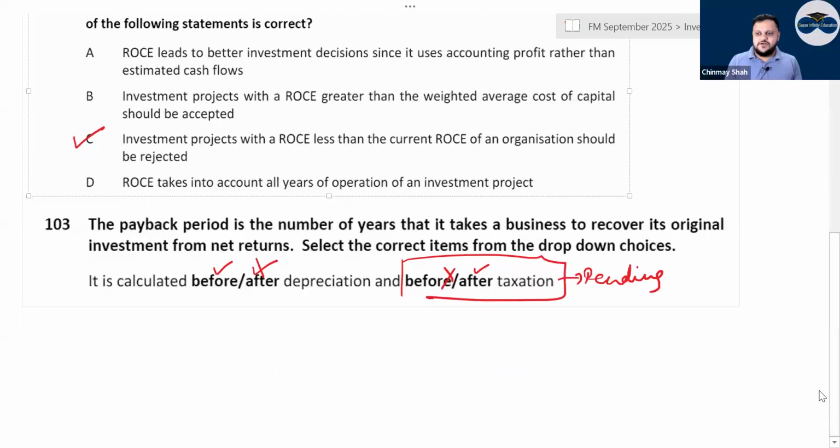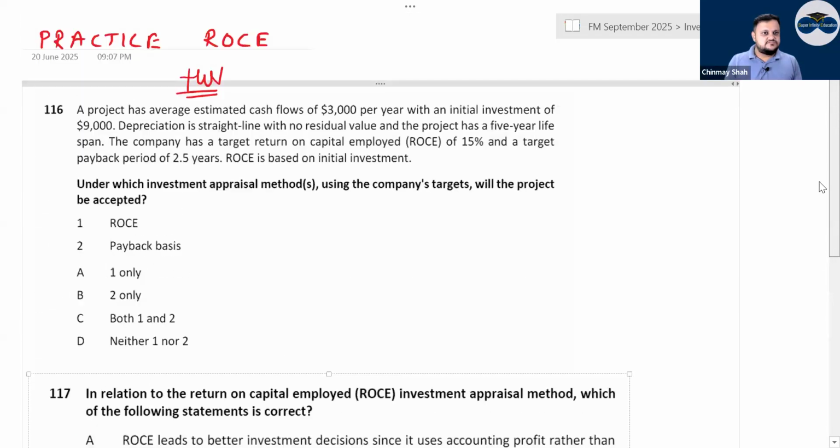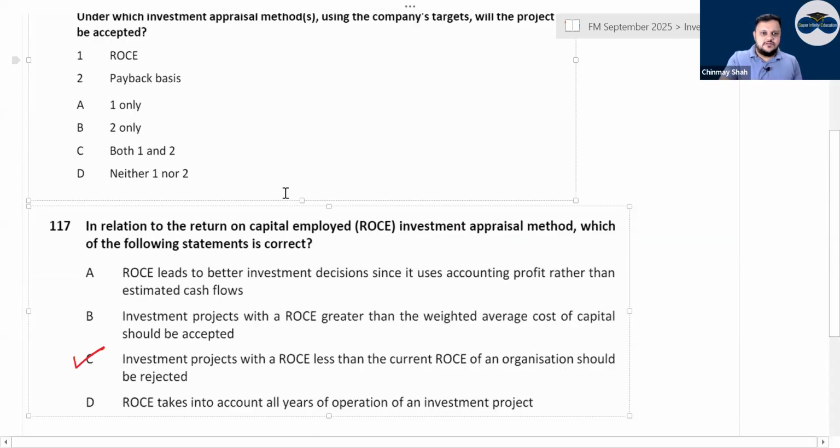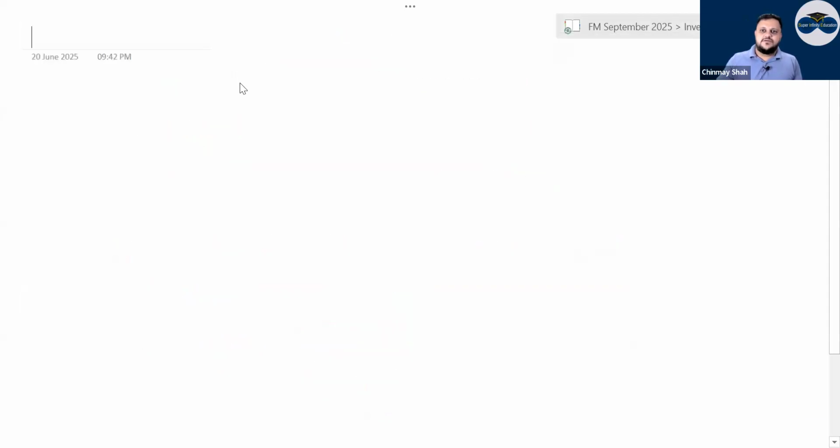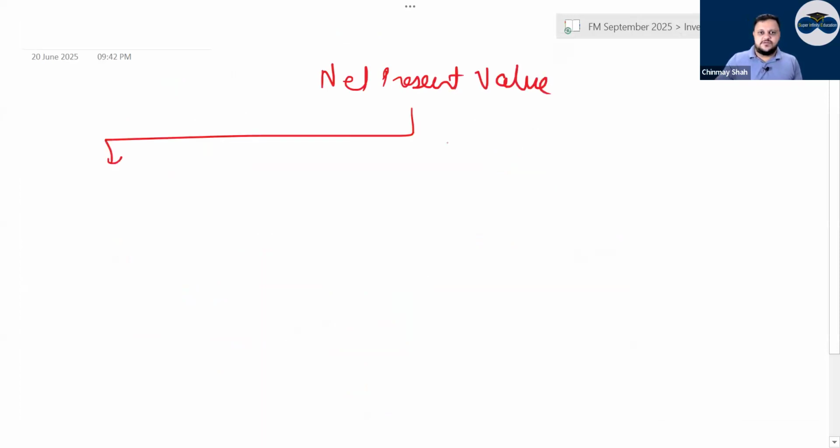Then let's go one more step ahead. Payback period. Now the next part is, we have to go into NPV. So make a basic table for NPV. Then we can go ahead. First write the heading Net Present Value. Leave a whole page for Net Present Value. Make 3 parts out of it and leave the whole page.